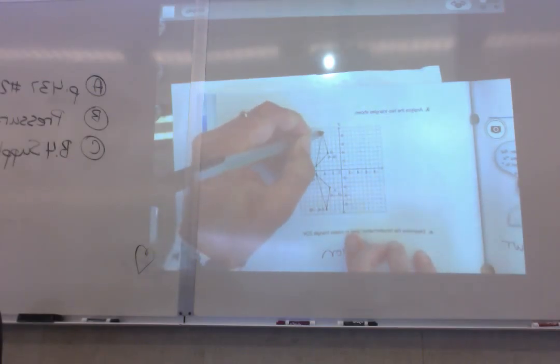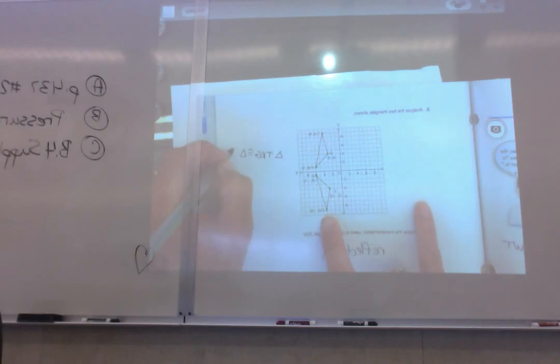Now he went TRG. We got to find the corresponding angles. If I've reflected it, which angle corresponds to T? So Z is what I'm going to write first. Which angle corresponds to R? Q is what I'm going to put next. If he goes TR, I'm going to put the corresponding angles. And the last one is G corresponding to V.